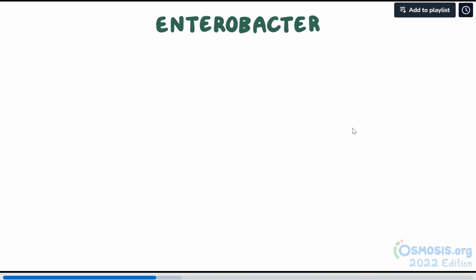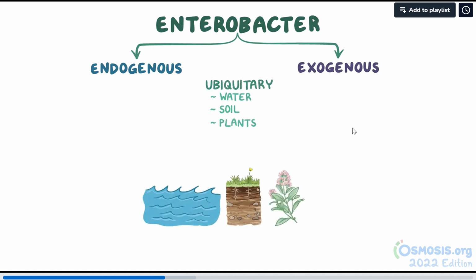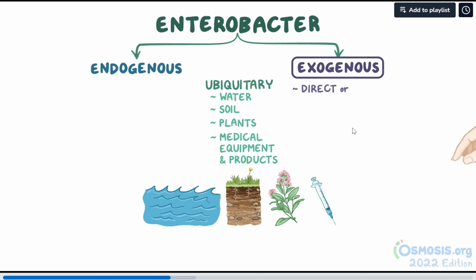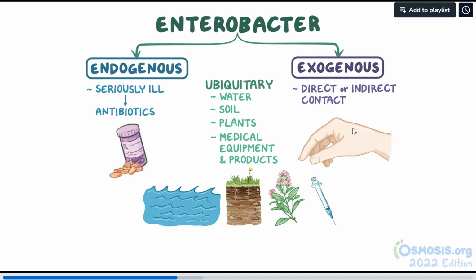So, an infection with Enterobacter can be acquired in two ways, endogenous and exogenous. So because of its ubiquitous nature, meaning it can be found in water, soil, plants, and in a lot of medical equipment and products, it can be transmitted in an exogenous way through direct or indirect contact. Also, it can be transmitted in an endogenous way in people who are seriously ill and take a lot of antibiotics.